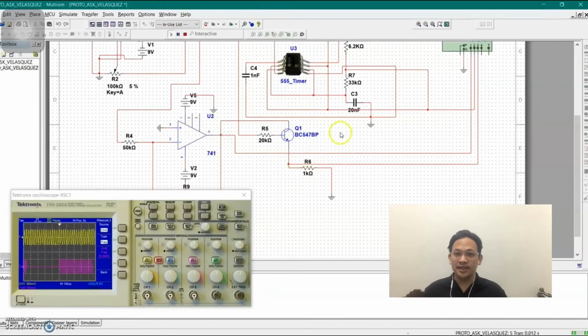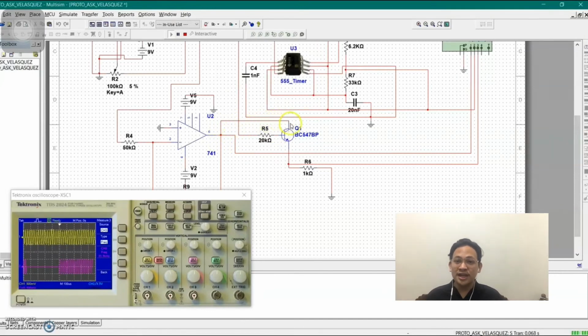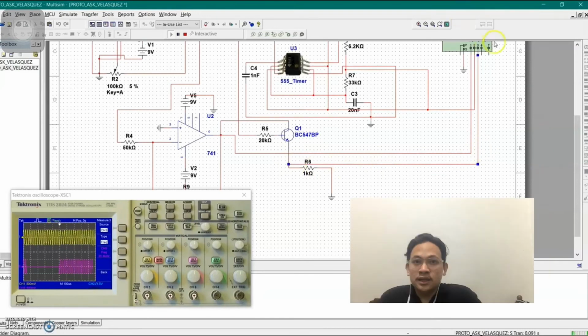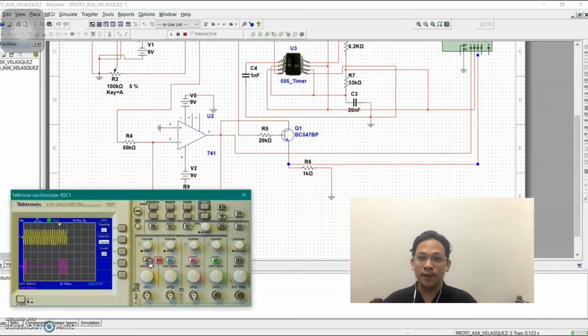Lastly, the modulator is generated by using a BC547BP transistor. The carrier signal is applied through the emitter of the transistor, and the pulse signal is applied through the base. So, the transistor amplifies the input from the carrier signal through the collector-emitter circuit. The output ASK signal produced displays a constant frequency and phase with varying amplitude, corresponding to the pulse signal generated.